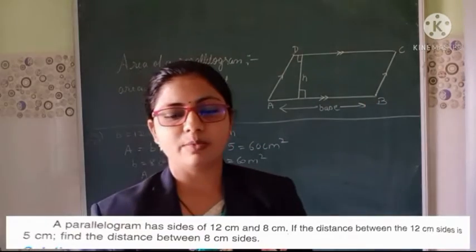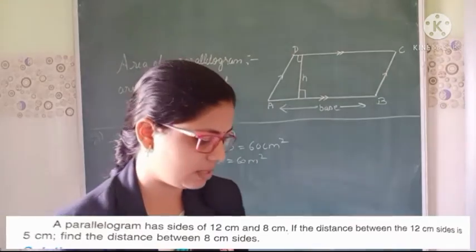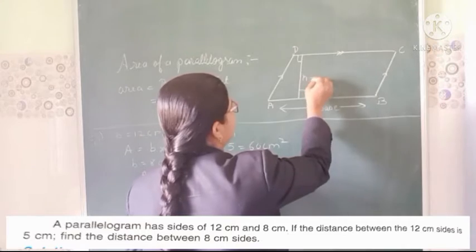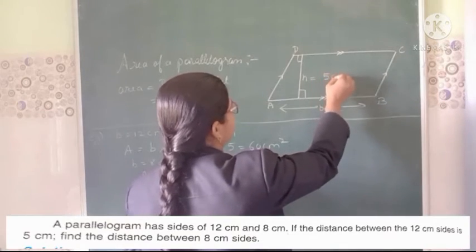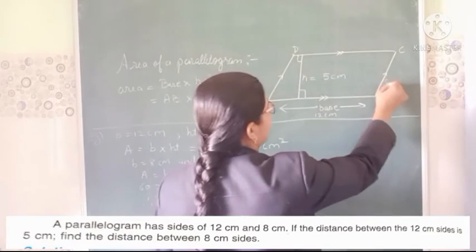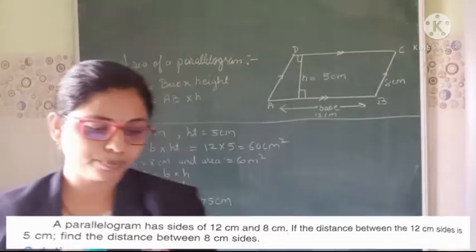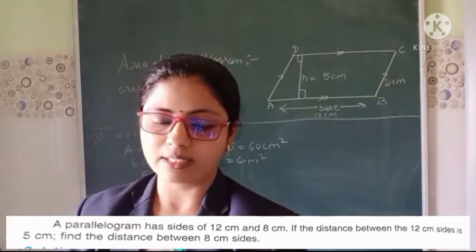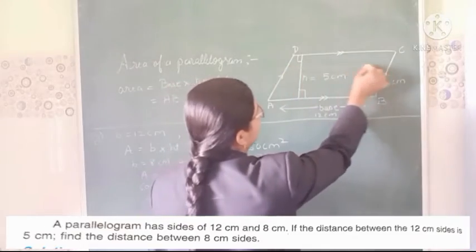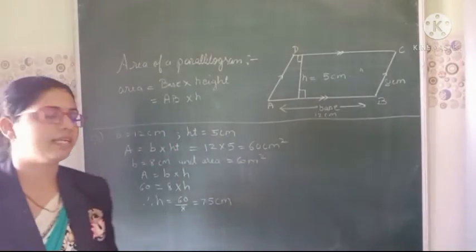If the distance between the 12 centimeter sides is 5 centimeter, means the distance between these both, that is the height, is 5 centimeter. This is 12 centimeter, this is 8 centimeter. If it is given, find the distance between the 8 centimeter sides. Means you have to find the height h. So how will you find it now?